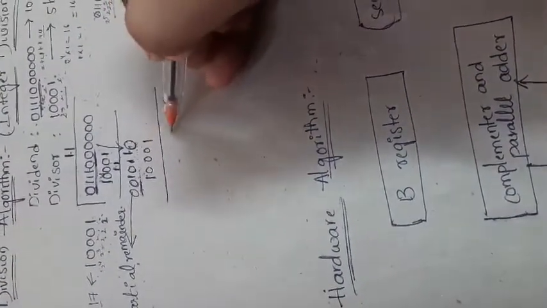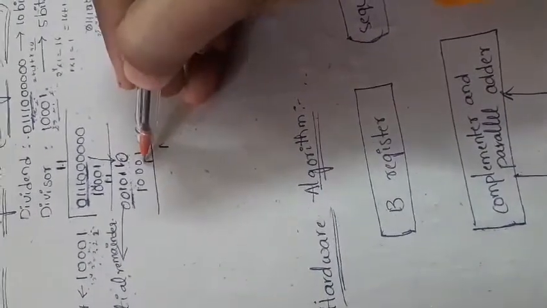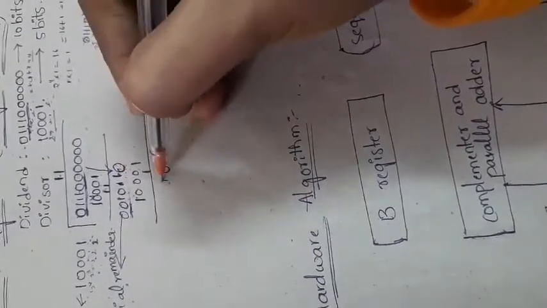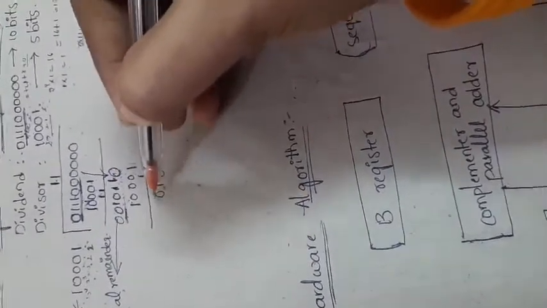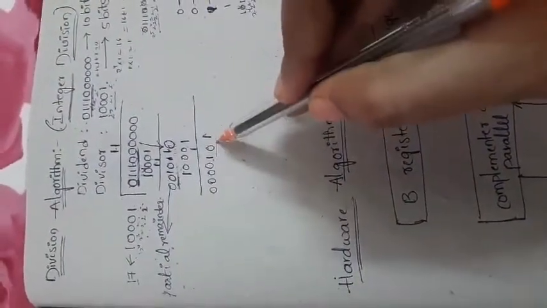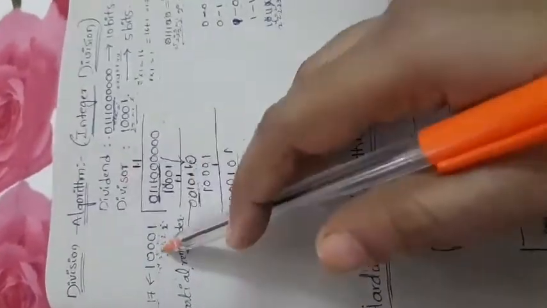So 0 minus 1 minus 1, that is nothing but borrow will be 1 and difference will be 1. So 1 minus 0 is 1, 1 minus 1 is 0. So 1 minus 0 is 1, 0 minus 0 is 0 and 1 minus 1 is 0, and the remaining 2 zeros you can write as it is. Okay, so now what is the partial remainder we are getting? 101. But here we are having only 3 digits now.